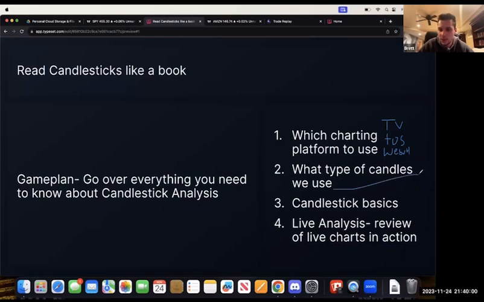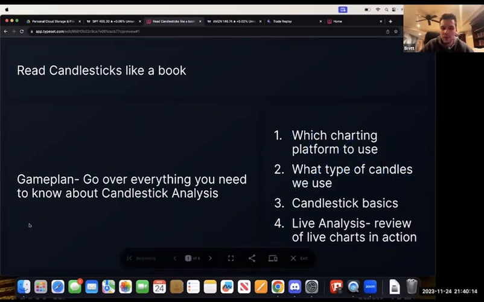The type of candles we use, I'm going to show you that on TradingView in a second. And then we're going to go over candlestick basics and the live action of these charts. We're really going to just skip through this stuff. I'll show you the candles we use, but that's so basic that I feel like many of you already know that. It would almost be too elementary to spend too much time on this. So I'm going to go over to 3 and 4, and the basis of today is going to be candlestick basics, then live analysis of these charts, so you guys can get a better view.